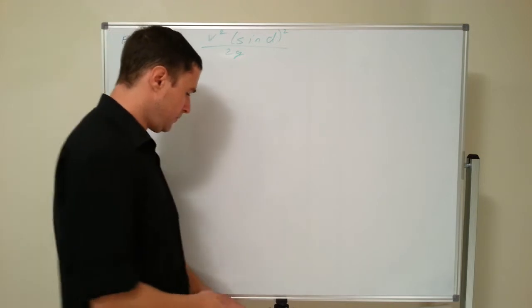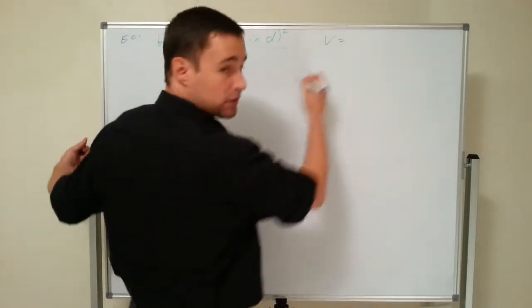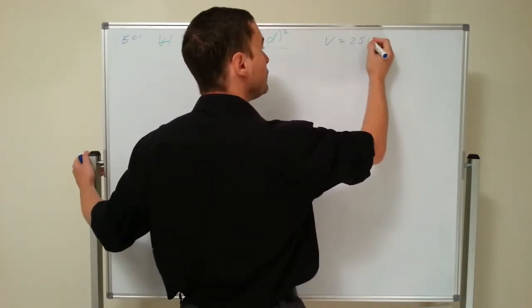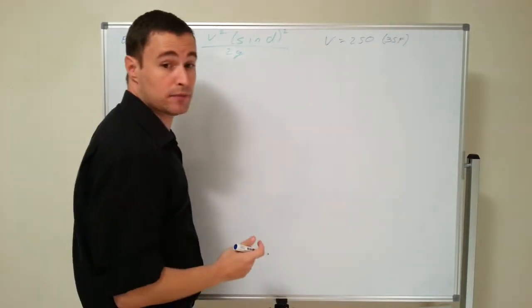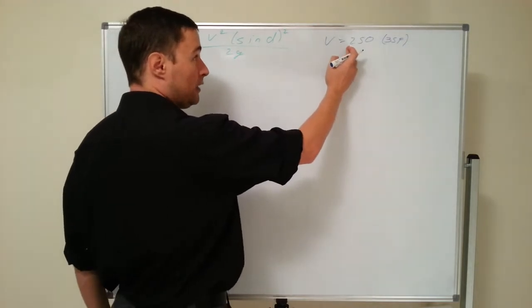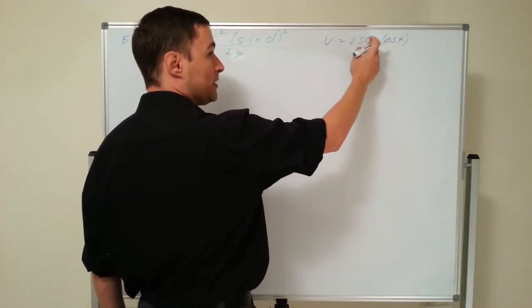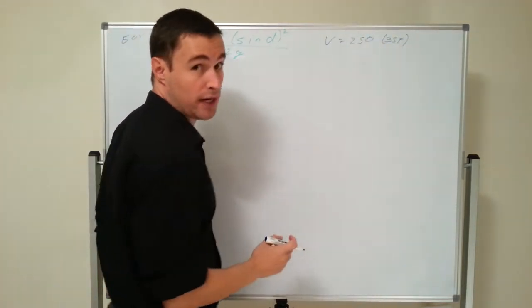Well, firstly, V is 250 to 3 significant figures, right? 3 significant figures. It means I start counting here. 1, 2, 3. Okay, so that means I looked at my 4th significant figure to move that. Okay.